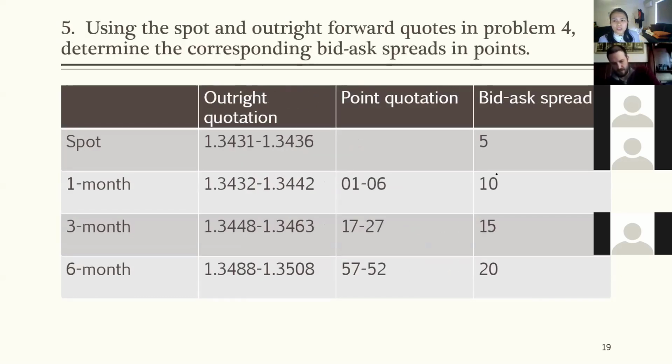So problem 5 is quite similar to problem 4. We're going to have the same quotation as before. And in this case, we are asked to compute the bid-ask spreads, okay, in points. So this is once again just a subtraction calculation. Instead of subtracting vertically, you want to do a subtraction horizontally, okay? So you want to find the difference between the bid and the ask rate.